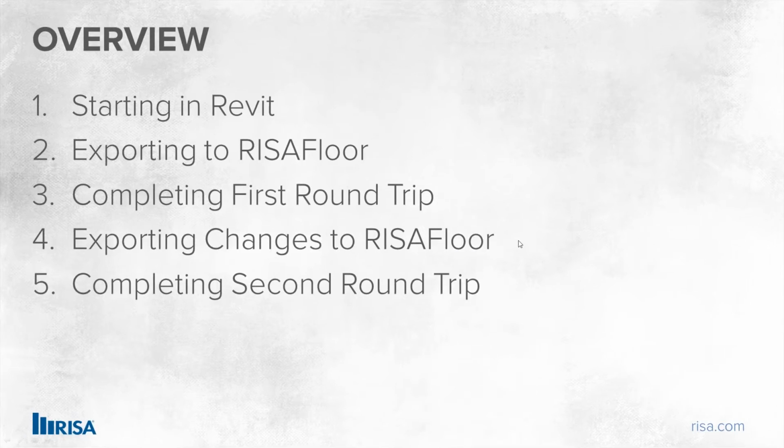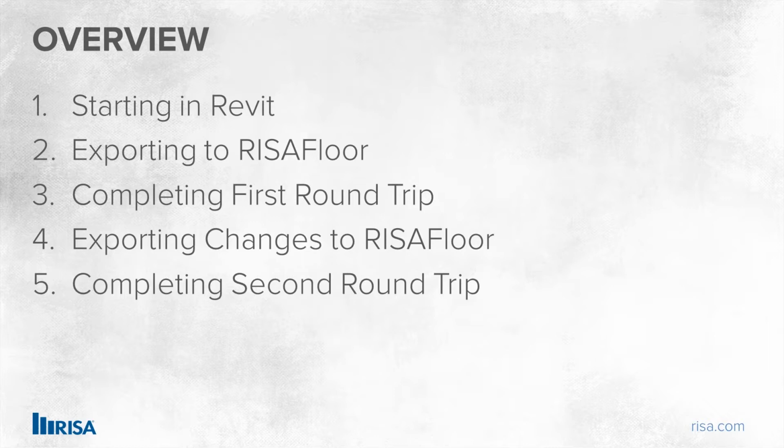For an outline of what we're going to be doing today, as you can see, we're going to be starting a model in Revit. Now you can start a model in Revit or you can start one in RISA. The RISA-Revit Link allows you to go either way with that. However, in today's example, we're going to assume that a Revit model has already been built and that we want to get analysis on this Revit model.